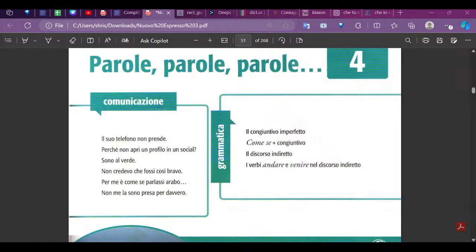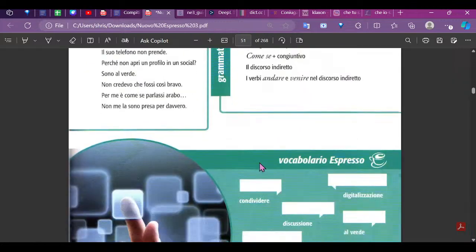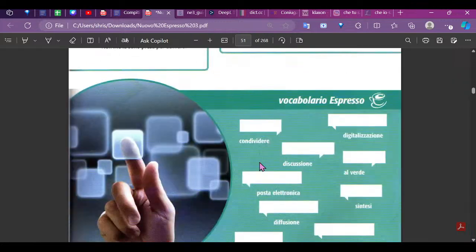The first thing, as usual, is you've got a bunch of themes and a bunch of words here that you should ideally write down the translations for. So here we've got, let's see, condividere, that means share. You see it a lot on websites in Italian, condividi con il tuo amico or something like that, share with a friend.